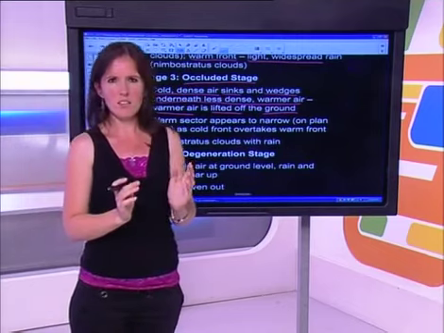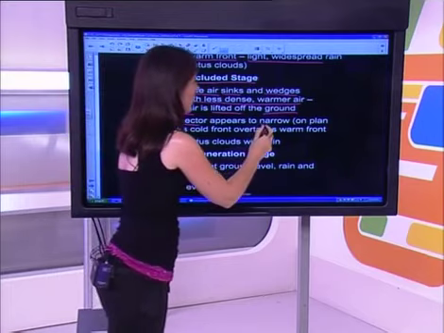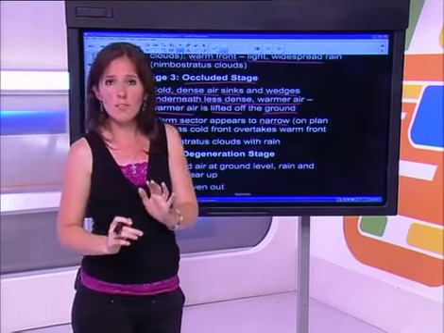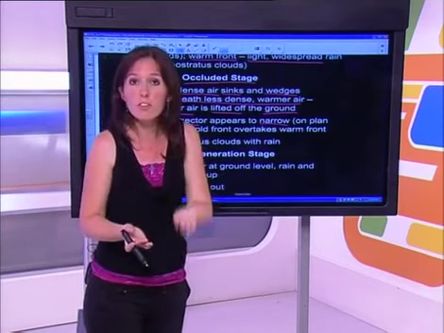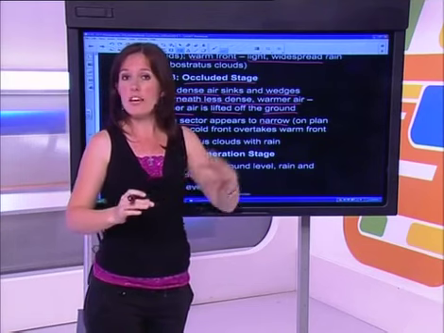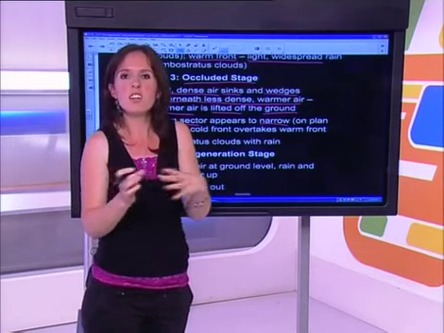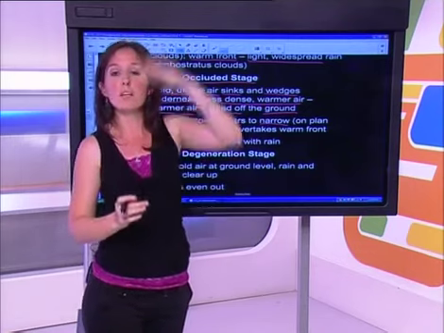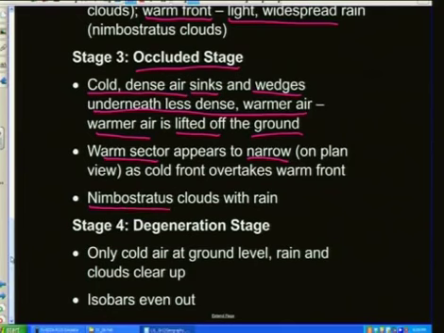Our warm sector, on a plan view that is, will appear to narrow. It doesn't mean that it's disappearing at all. It just means that the warm air has now been lifted almost fully off the ground. And in the occluded stage, as I'll show you in a diagram momentarily, means that at ground level, you'll only feel a little cold gust of wind, and all the warm air will have already risen off the ground. In this stage, we also get nimbostratus clouds with a lot of rain as well. So that's the occluded stage. Let's have a look at stage 4.